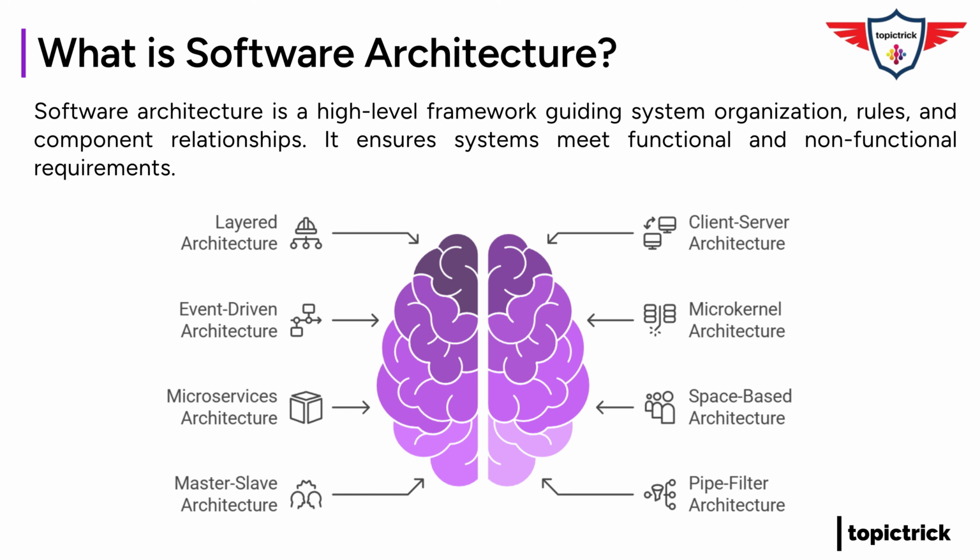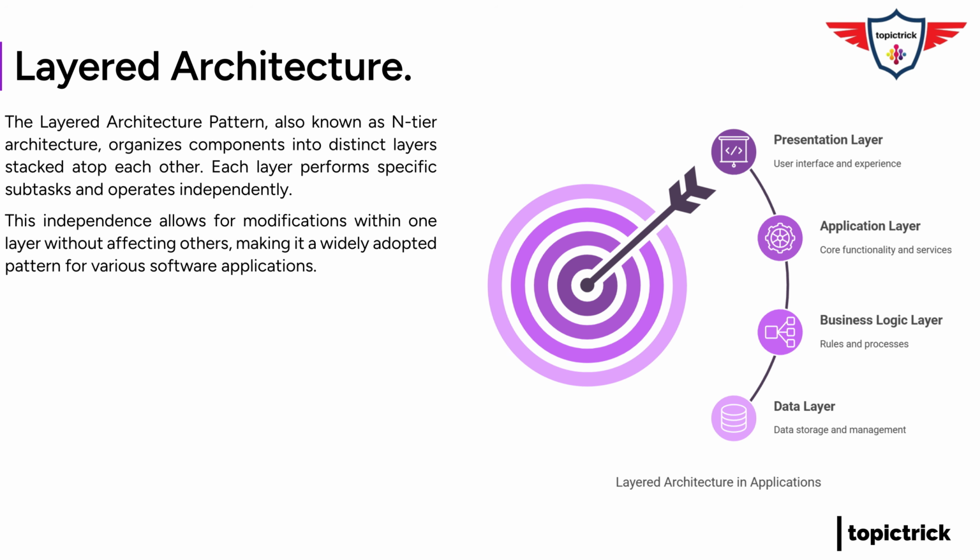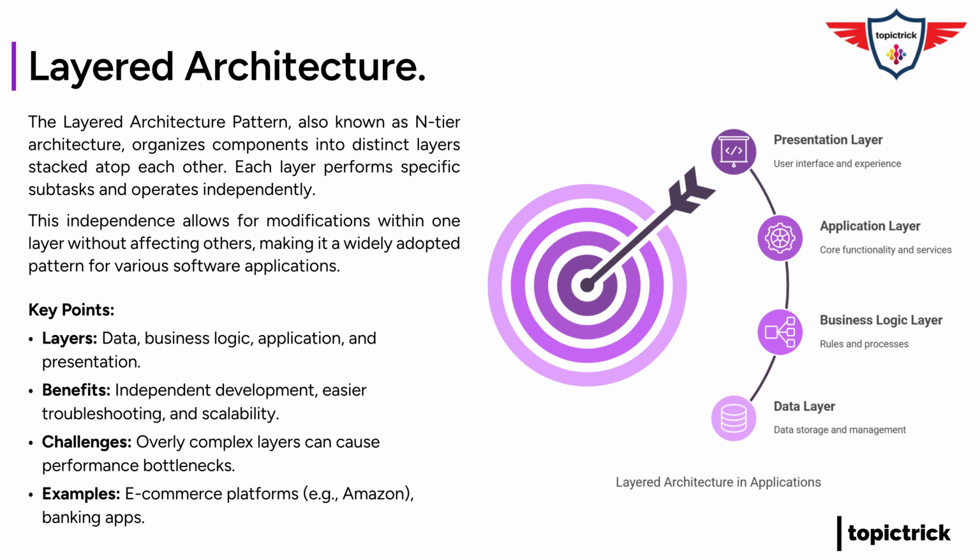Okay, so let's start with layered architecture. This one's all about organizing your application into distinct layers, each one with a specific job to do. Think of it like a really well-organized kitchen. I like that. So you have your pantry for storing all the ingredients. That's like your data layer. It holds all the raw data. And then you have your prep area where you process and combine the ingredients. That's like your business layer, handling the core logic.